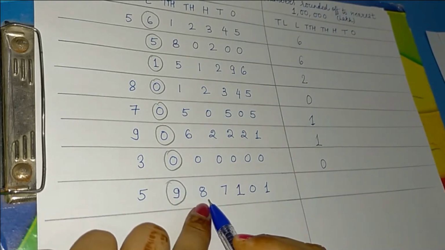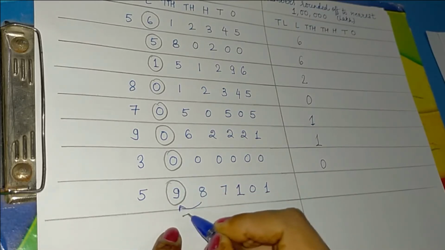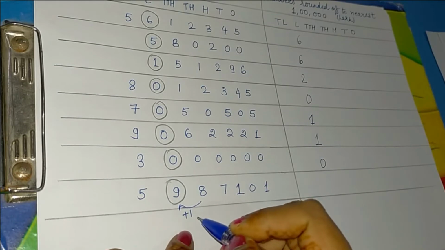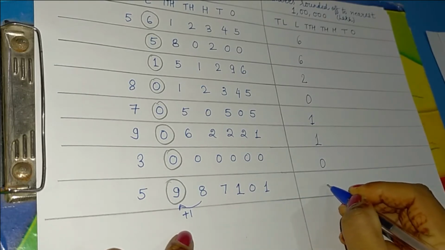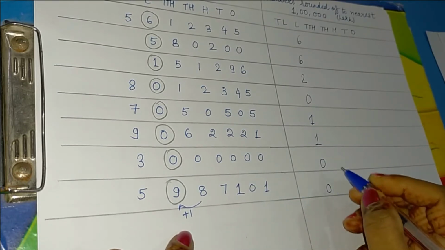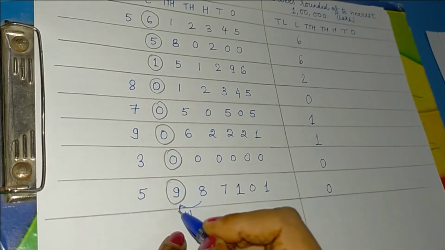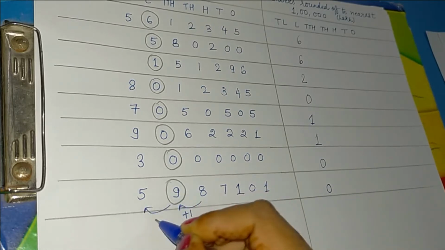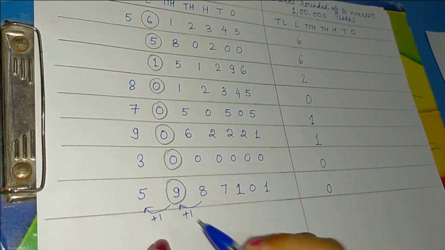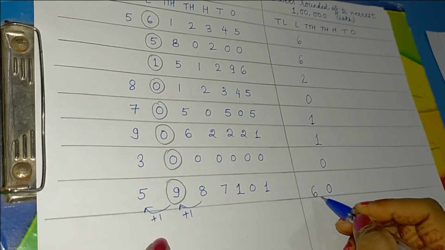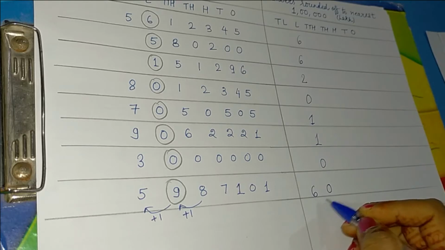Next we have 8 at the 10,000 place and 8 is greater than 5. So we need to add 1 to this 9, and here 9 plus 1 is 10. So here we need to write down the 0 of that 10 at the lakh position, and we need to carry forward this 1 to this 5. So here 5 plus 1 is 6, and we will write this 6 here at the 10 lakh position.